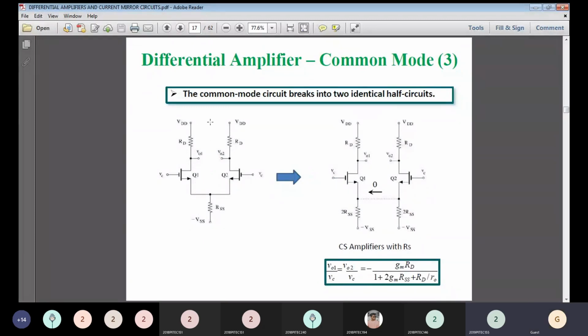So by analyzing this in two halves, that is the half circuit case, this is the value of V01 divided by VC or V02. I told you, the same value will exist for the other symmetrical half. So V01 is equal to V02. Both the values are equal. So if you memorize this formula directly, we can use it in problem cases. Okay, it is minus GM into RD divided by 1 plus 2 GM RSS plus RD divided by R0.